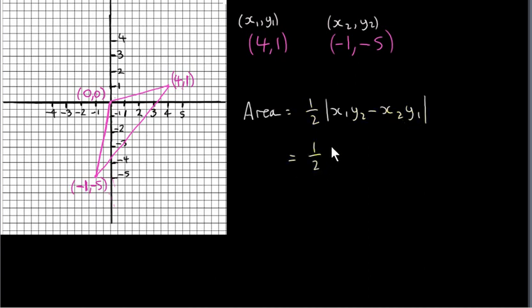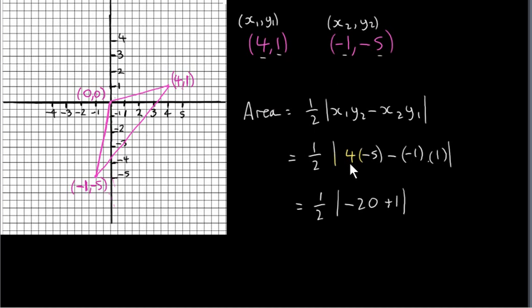So we have a half times the magnitude of x1 multiplied by y2. So we multiply 4 by minus 5. Then we have a minus sign. Then we have x2, which is minus 1. I'll put that in brackets. Multiplied by y1, which is 1. When I multiply 4 by minus 5, I get minus 20. Minus 1 times plus 1 is minus 1, but because of this minus sign here, we get plus 1. So we have minus minus 1 is plus 1.